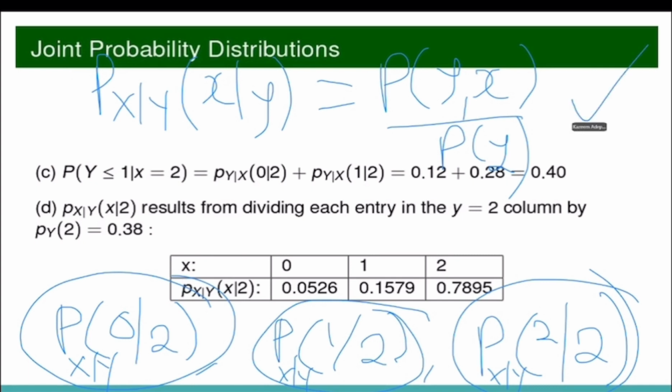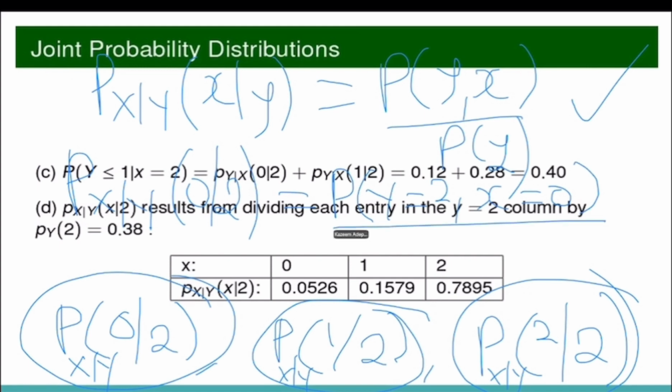So now, making use of this formula, if I want to figure out 0 given 2, I want to figure out the probability of Y already 2 and X now 0, divided by the P of Y. To get P of Y, I'm going to sum over the range of X. This time around, given that Y equal to 2, P of Y equal to 2. Give me one second, let me write that. Now, P of Y equal to 2.